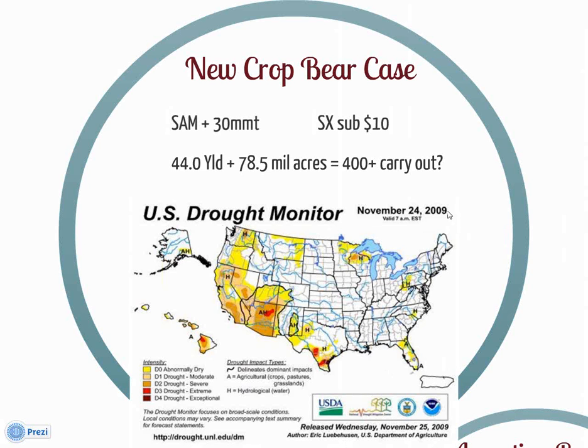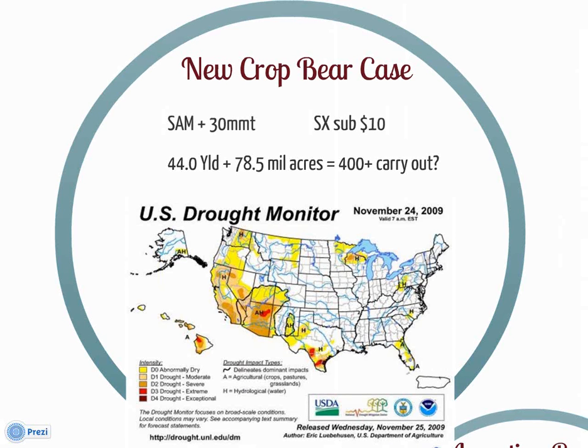Here's the drought monitor from 2009. You're basically seeing no drought conditions, and this is what that would look like with those optimal growing conditions.